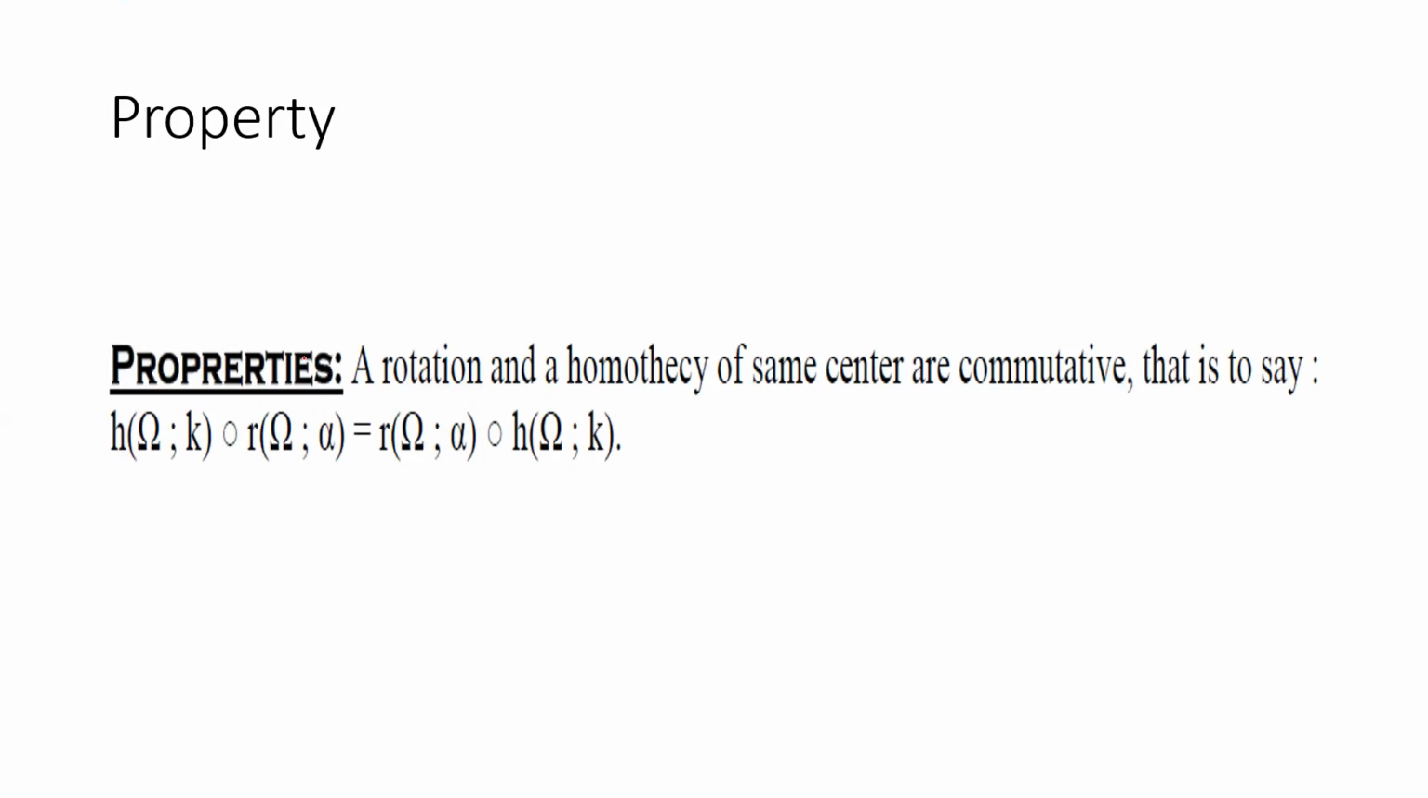First property: a rotation and a dilation of the same center are commutative. Do you know what is meant by commutative? Commutative, like 3 plus 5 equals 5 plus 3. This is called a commutative operation. Also 3 times 2 is 2 times 3. While subtraction and division are not commutative: 5 minus 3 is not equal to 3 minus 5.